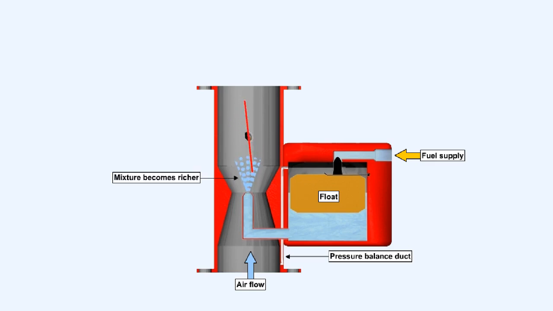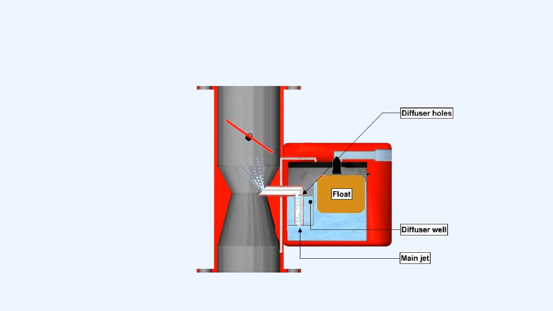As engine speed, and thus the airflow through the venturi, both increase, the proportion of fuel to air rises as a result of the different flow characteristics of the two fluids. This causes the mixture to become richer. To overcome this effect, some carburetors are fitted with a diffuser well, such as is illustrated here.